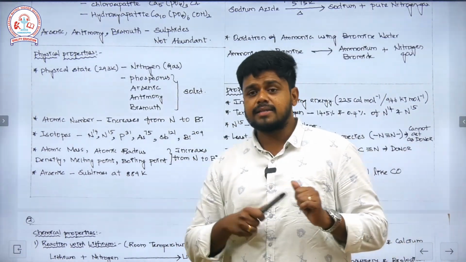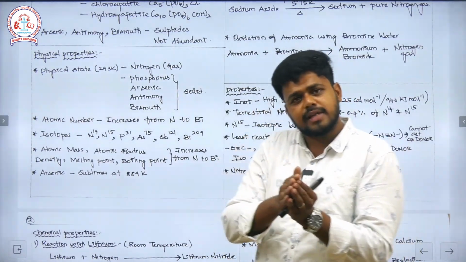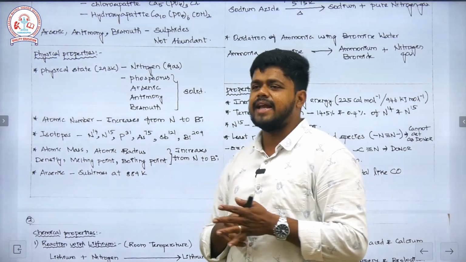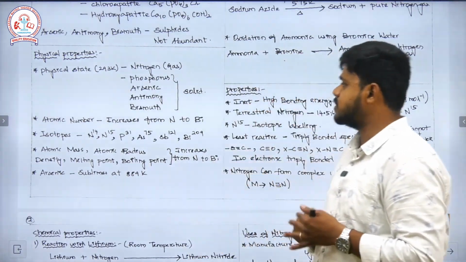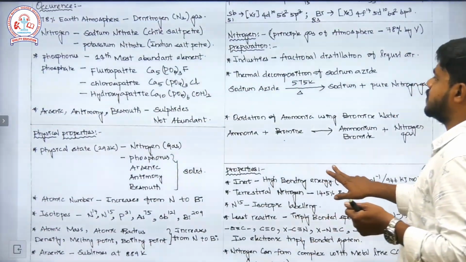Arsenic has the ability to sublime, which means it can convert from the solid state directly into its vapor form at 889 Kelvin. So this is regarding the physical properties. Now coming to the electronic configuration.